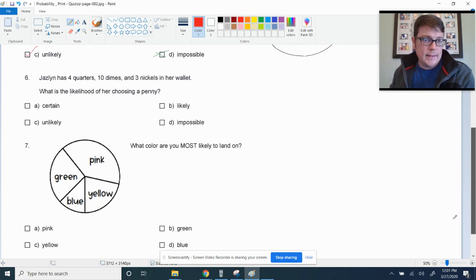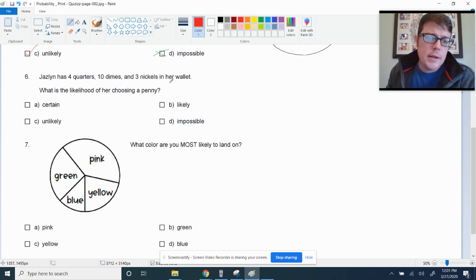Okay, Jaslyn has 4 quarters, 10 dimes, and 3 nickels in her wallet. What is the likelihood of her choosing a penny? She doesn't have any pennies, so that's impossible.